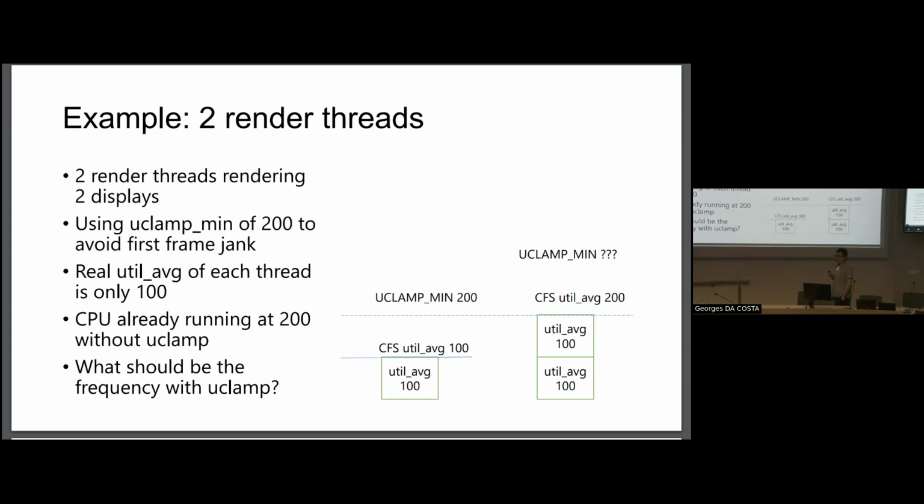So is Uclamp taken into account in the wake up path? Yes. Okay, so this works because it won't place too many tasks with high Uclamp max on one CPU, right? So it works this way. Yeah. So it kind of causes them to get their own CPUs. And that helps. Yeah.